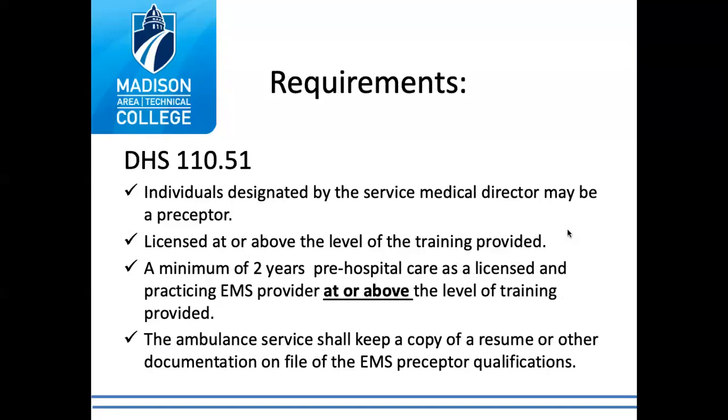You have to be licensed, obviously, at the level or above the level of training that you're providing. So if you're providing level training of AEMT, you have to be at the AEMT level or above. If you're doing precepting for paramedics and paramedics only, then you have to be at the level of paramedic and above. You have to have 2 years operating as a licensed paramedic in order for you to be then a preceptor for the state and for the college, okay? And again, at or above that level of training, all right?